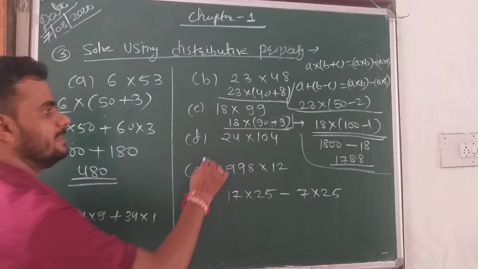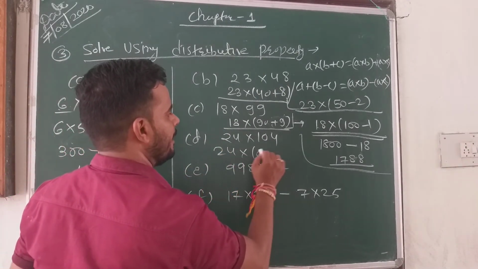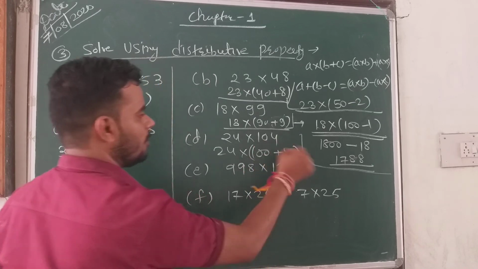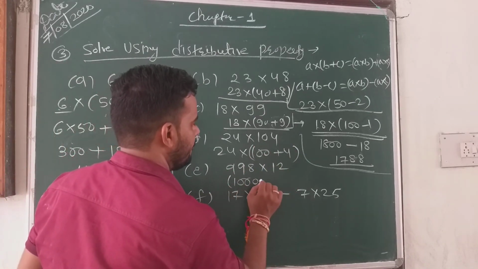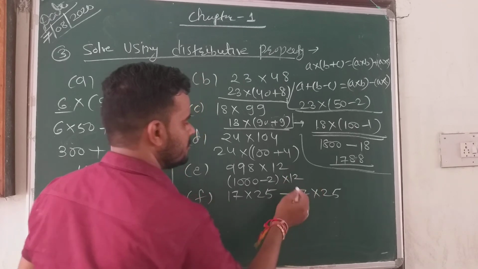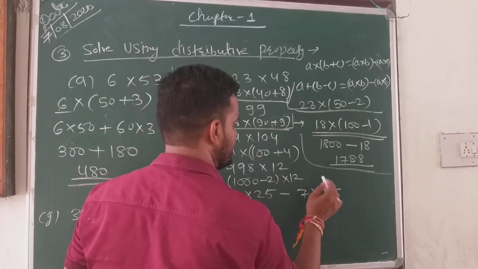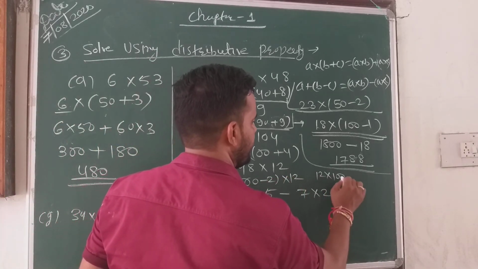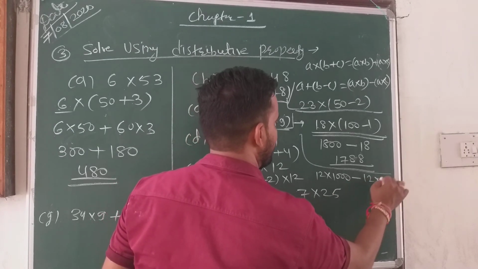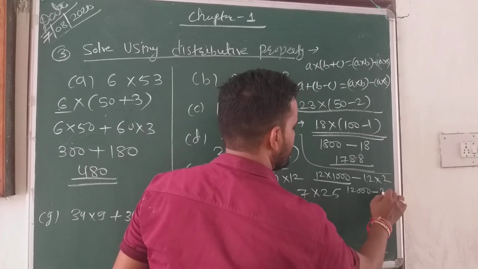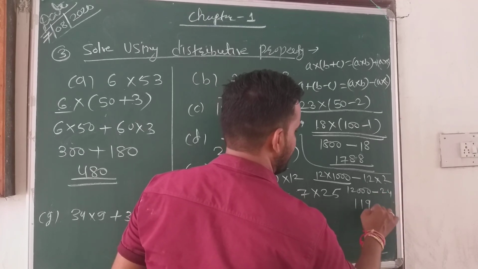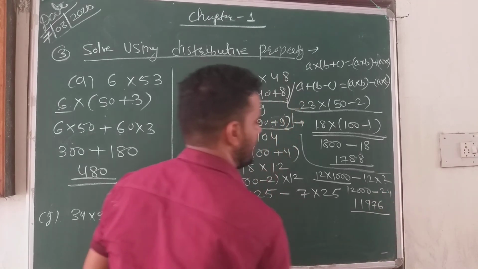Okay, so like this, 24 multiply (100 plus 4). So just solve like this. And the next one, 998 multiply 12. Same like this, 12 multiply (1000 minus 2), so 12 multiply 1000 minus 12 multiply 2. 12 multiply 1000 is 12,000 minus 24. So 11,976 is your answer. Okay.